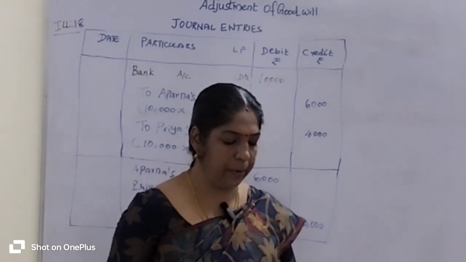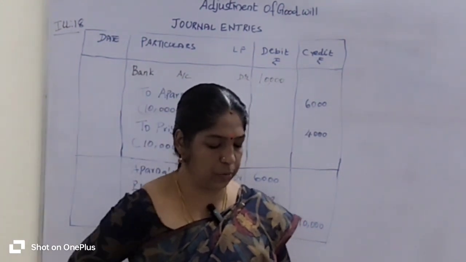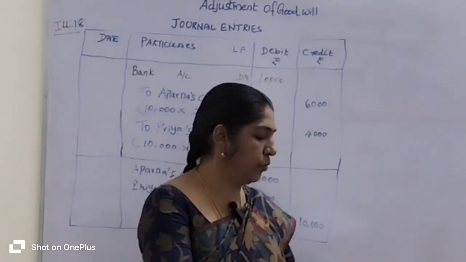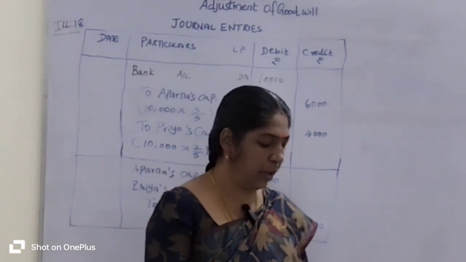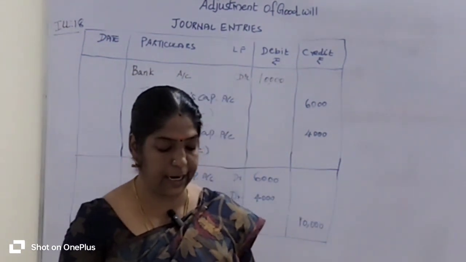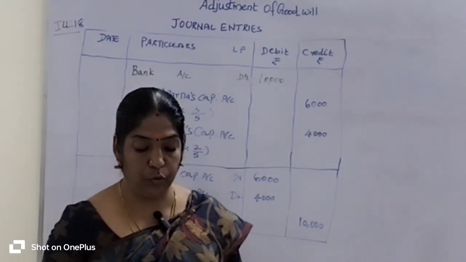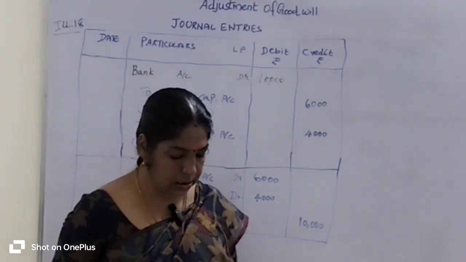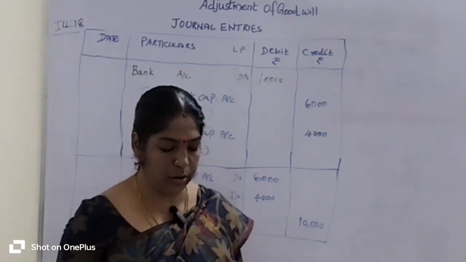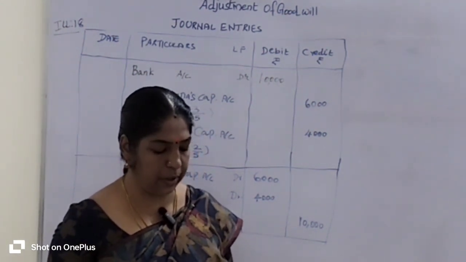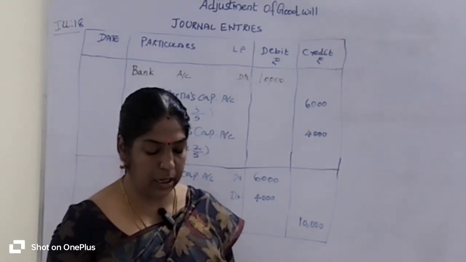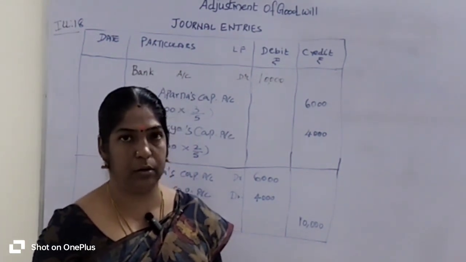Let's read the question. Aparna and Priya are partners who share profit and losses in the ratio of 3:2. Brinda joins the firm for 1/5 share of profit and brings in cash for her share of goodwill of rupees 10,000. Pass necessary journal entries for adjusting goodwill on the assumption that the fluctuating capital method is followed, and the partners withdraw the entire amount of their share of goodwill.